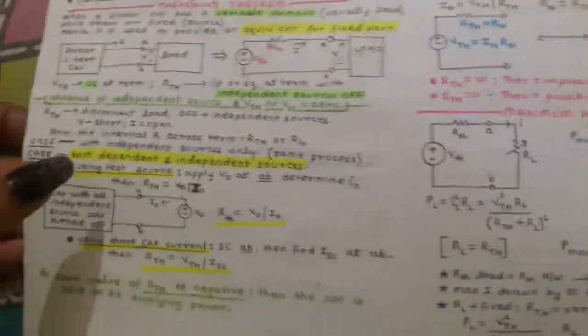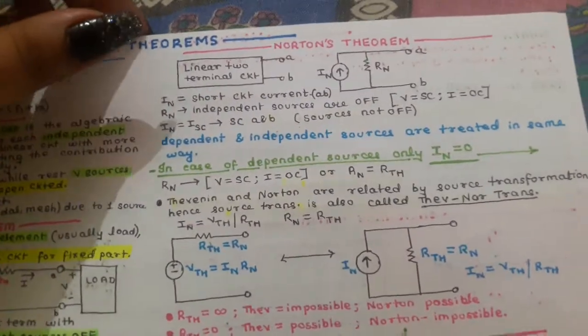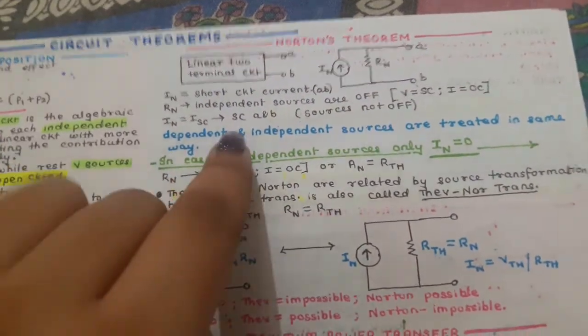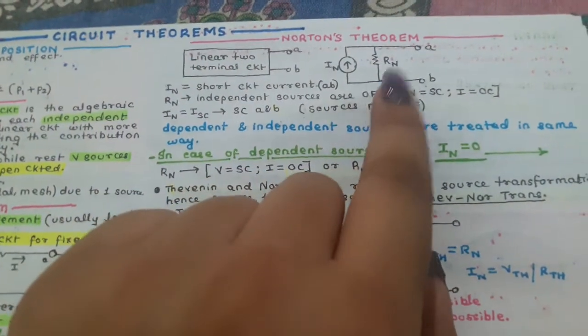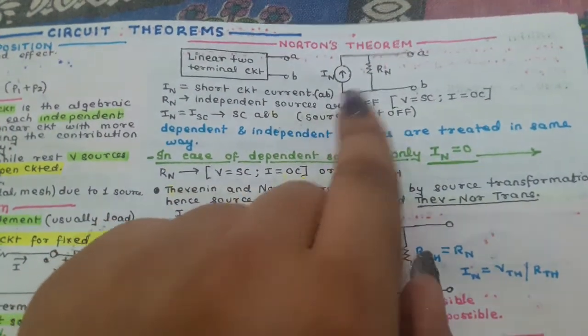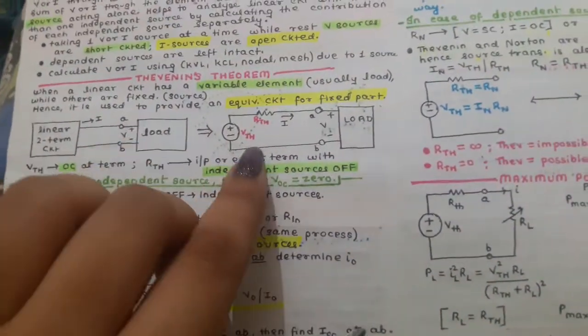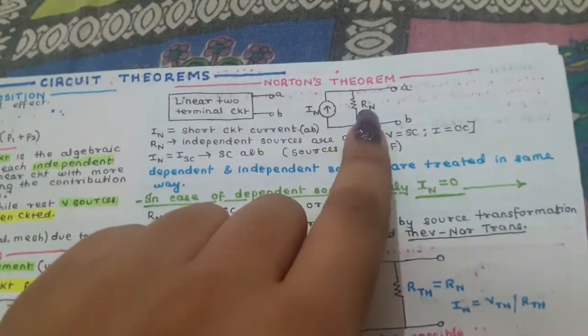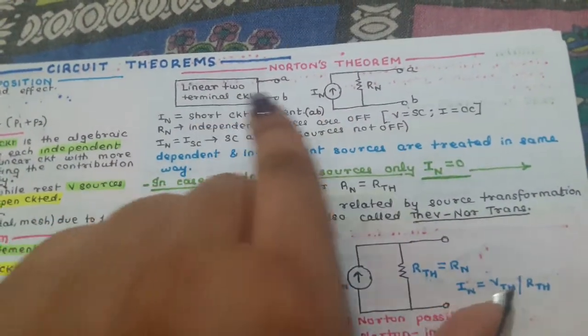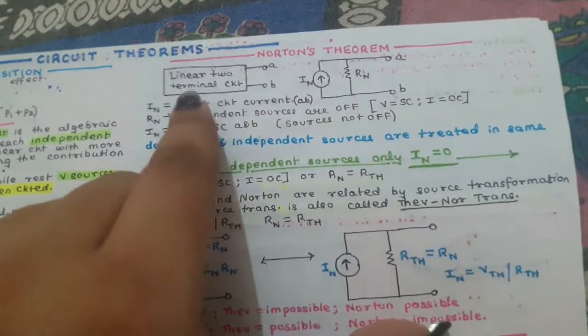Okay, so this is all for Thevenin's theorem. Then we are moving ahead to Norton's theorem. It is the same as Thevenin's theorem, but with a slight difference. Here we are converting the circuit into this format: a current source and a resistance. In Thevenin's theorem, we had a voltage source with RTH, but here we have a current source with a resistance. This is the format we are going for, under the same conditions.